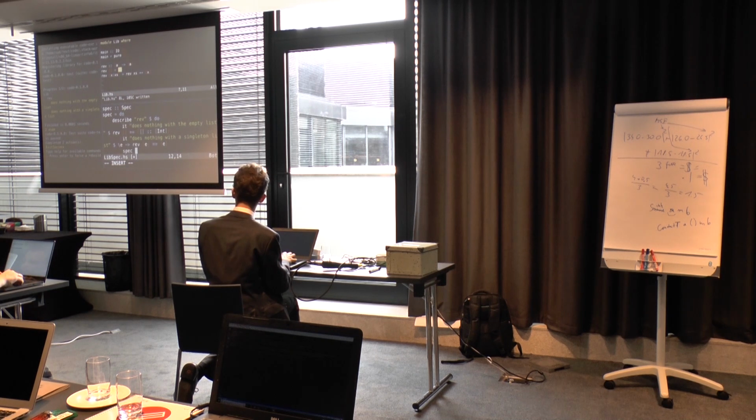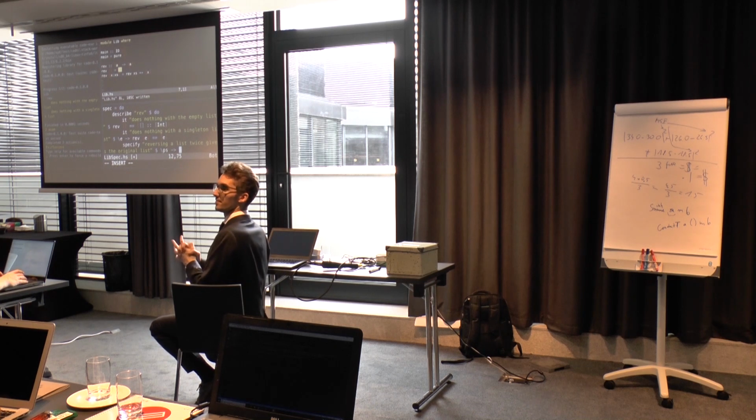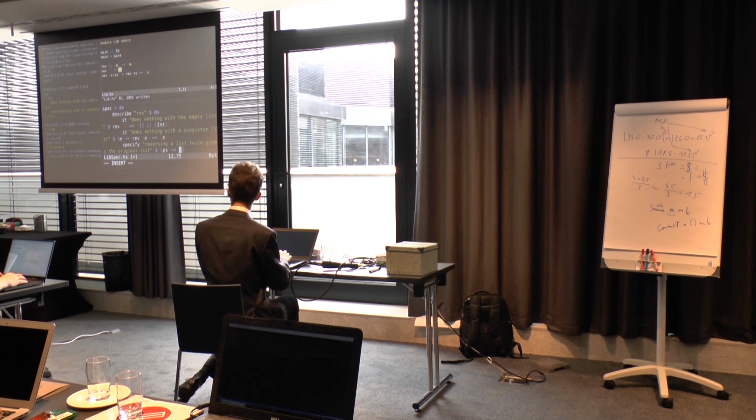What else did we want to do with the other property? So if it doesn't work for your sentence, you can also use specify. Specify reversing a list twice gives the original list. Did you say it was generating 100 values to test this? Yes, I'll show you proof of that in a moment.